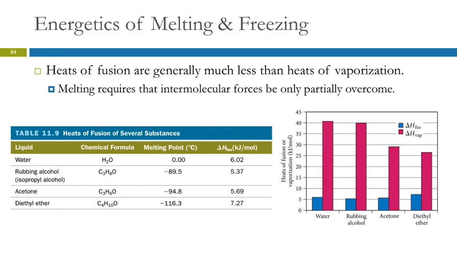Here's a table from your textbook with melting points and heats of fusion for several different substances. And again, you don't memorize these, you'd look them up in a table. But sometimes they'll give you a homework problem and they won't tell you what the heat of fusion is, and you have to go look it up.